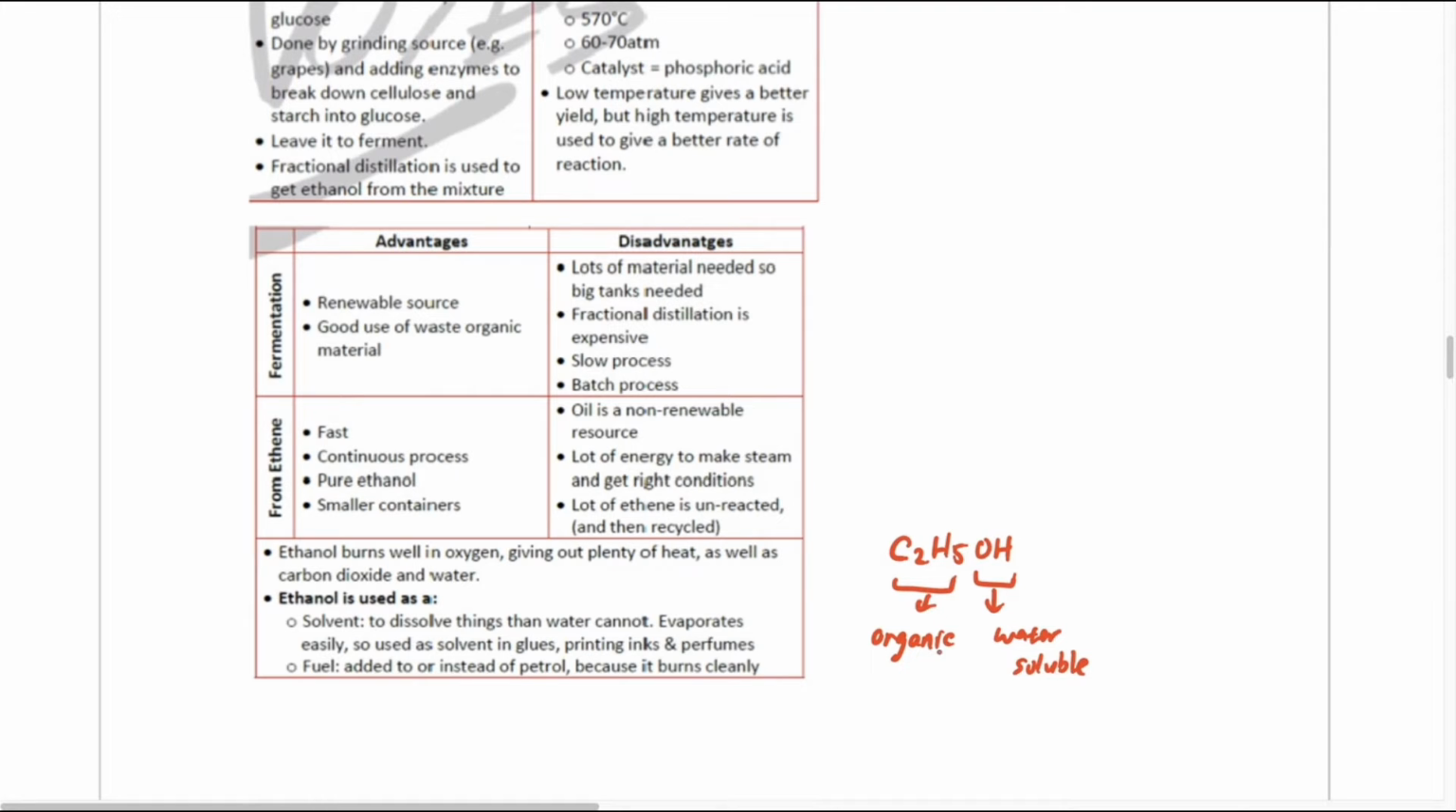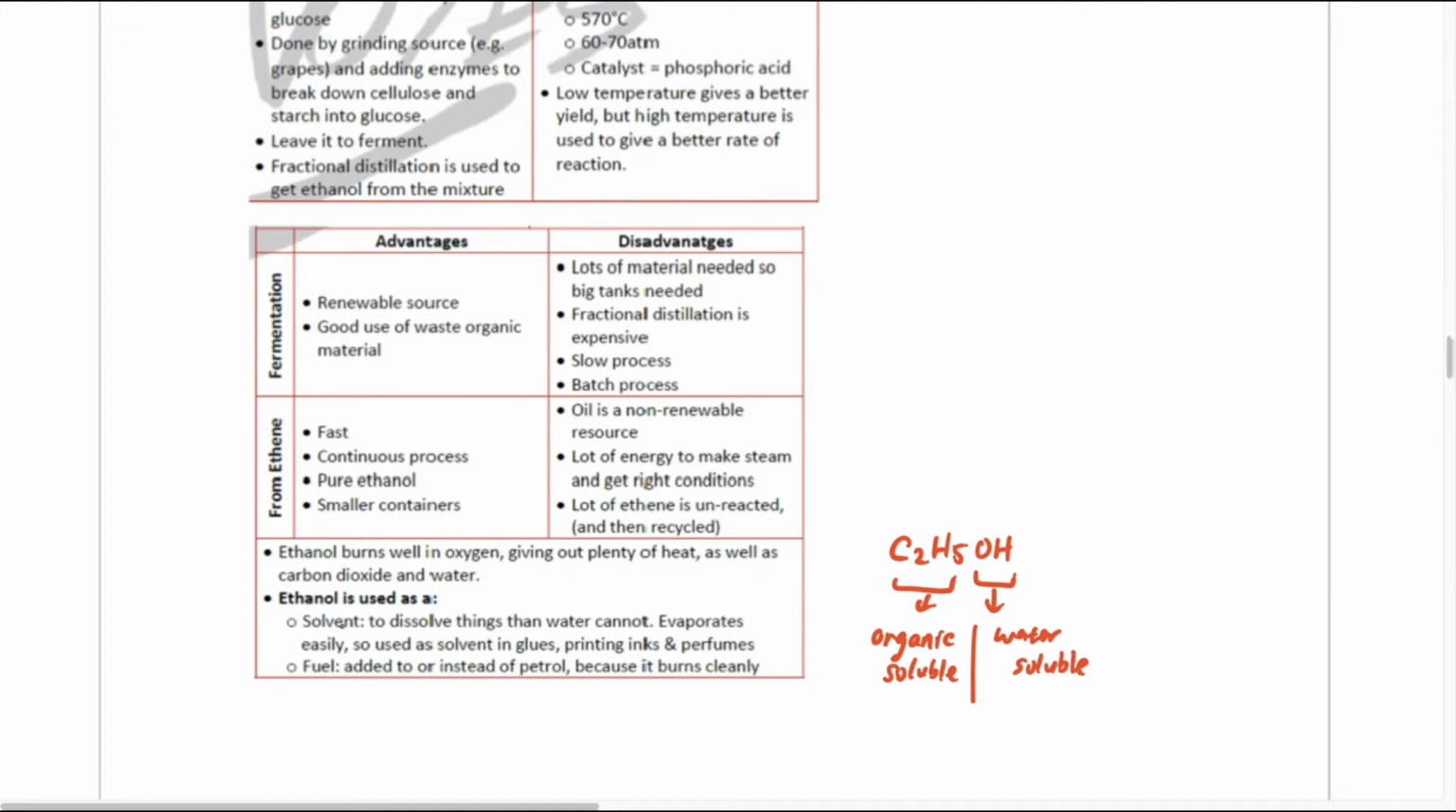dissolve in organic solvents; they can dissolve in ethanol because of the presence of C2H5. So it has two parts which help ethanol act as a good solvent. Those substances that are water soluble can dissolve in ethanol because of the presence of OH. Those substances that cannot dissolve in water but can dissolve in organic solvents can dissolve in ethanol also because of the presence of C2H5. So that's why ethanol is a very good solvent.